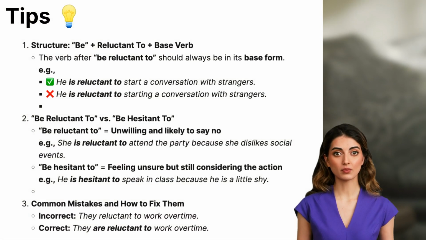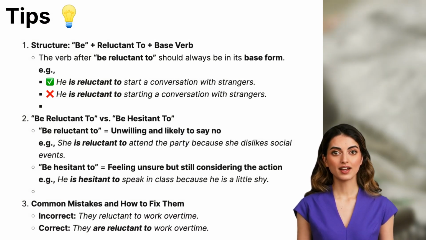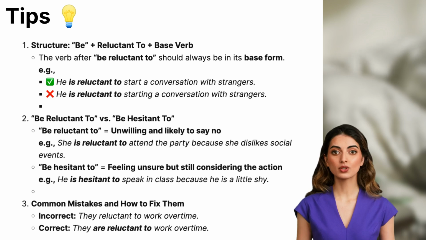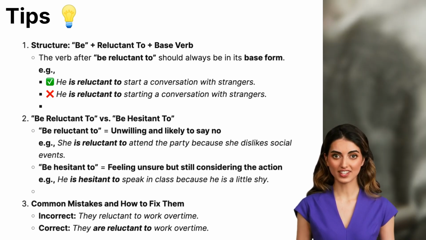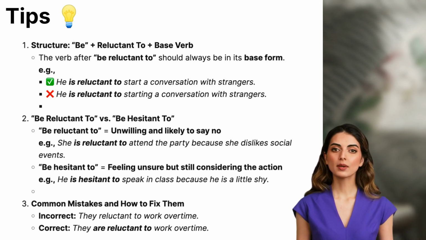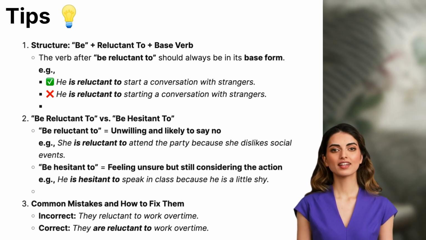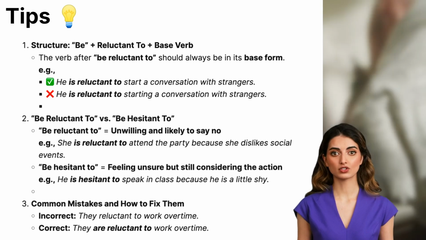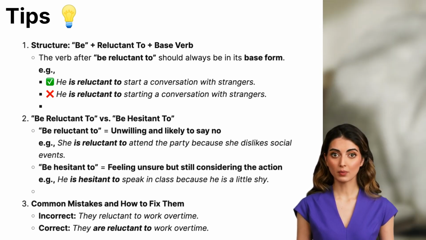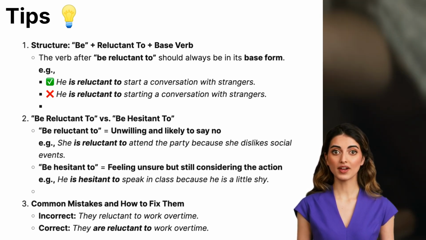Now that we've covered the different ways to use be reluctant to, let's go over some important tips to help you use it naturally and correctly in conversations. 1. Structure: be plus reluctant to plus base verb. The verb after be reluctant to should always be in its base form, without ing or to before it.